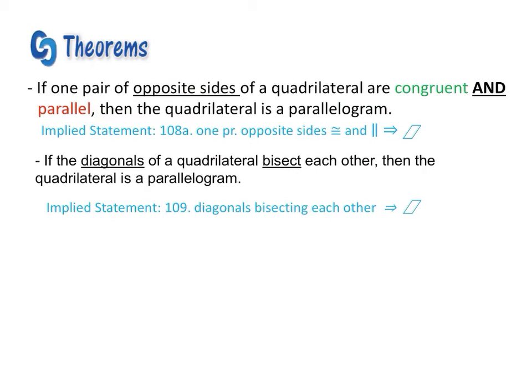All right, and then our last 2 theorems for this section. If one pair of opposite sides of a quadrilateral are congruent and parallel, then the quadrilateral is a parallelogram. Second, if the diagonals of a quadrilateral bisect each other, then the quadrilateral is a parallelogram. And then you have your 2 implied statements.